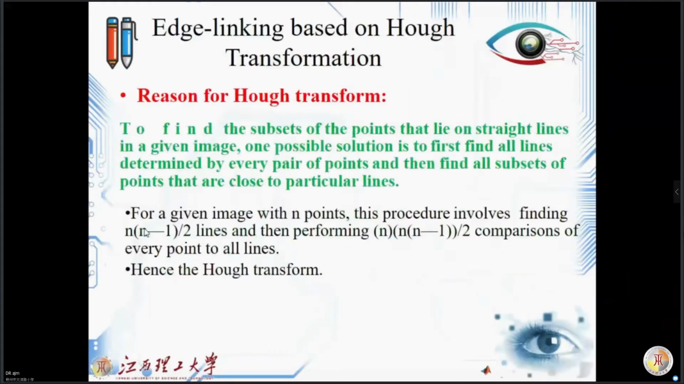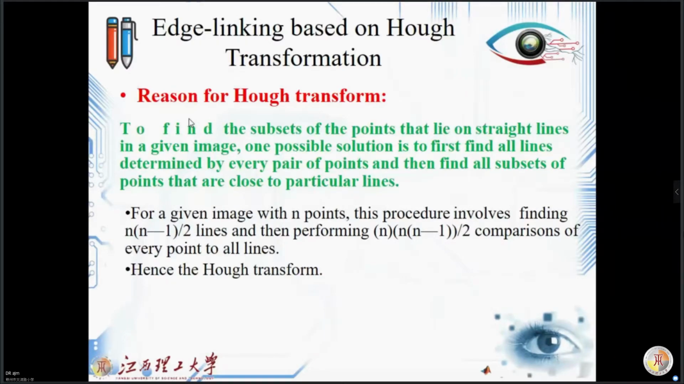How and why we should have the Hough transform is to find the subsets of the points that lie on straight lines in the given image. One possible solution is to first find all lines determined by every pair of points, and then find all subsets of the points that are close to a particular line.